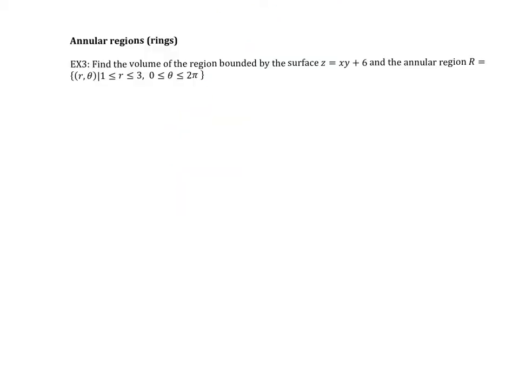In this next example, we're going to look at what we call annular regions, which are simply rings. All that means is that your r value, instead of going from 0 to some number, is not going to start at 0. In this case, we're going to find a volume bounded by the surface z equals xy plus 6. Recall that the z function is going to be our integrand, and it's going to be over this annular region R, where R is equal to the points (r, theta) where the r values go from 1 to 3, and the theta values go from 0 to 2 pi.